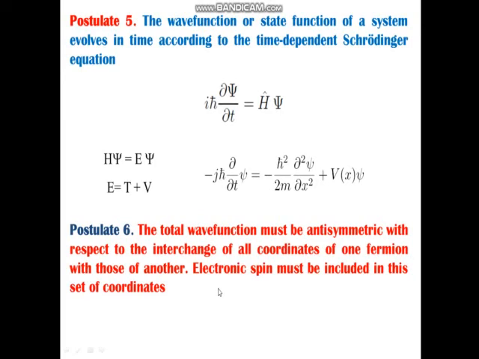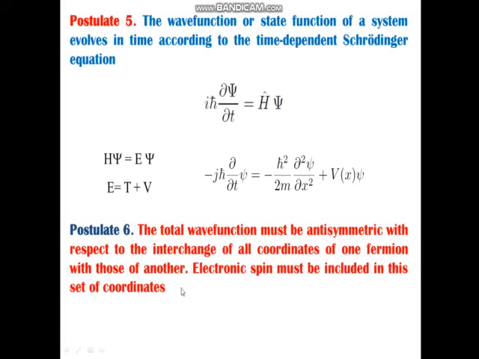And the fifth postulate is, the wave function or state function of the system evolves in time according to the time-dependent Schrodinger equation, and it is given by i h cross dou psi by dou t is equal to H cap psi. This comes from a simple combination with the Hamiltonian equation, that is H psi is equal to E psi. Here the total energy is the sum of kinetic and potential energy, and the corresponding equation is given by i h cross dou psi by dou t is equal to minus h cross square by 2m dou square psi by dou x square plus V psi.